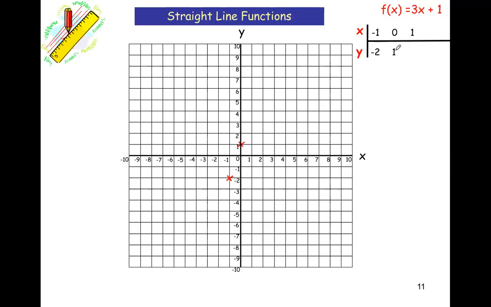Then the next one, plus 1, 3 times 1 plus 1 is 4. This is National 4, by the way. I doubt you'll be asked to plot all those points. But anyway, I think this is easy enough.